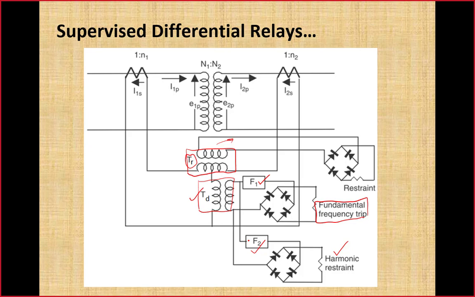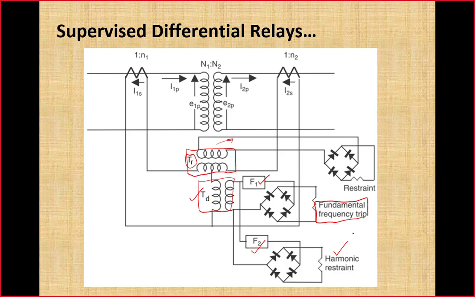This filter F2 can be a high pass filter or a tuned filter. Shortly we are going to discuss why we have to use a tuned filter at point F2. If it is a high pass filter, then it will allow all the harmonics from the second onward to pass through and produce a restraining action.